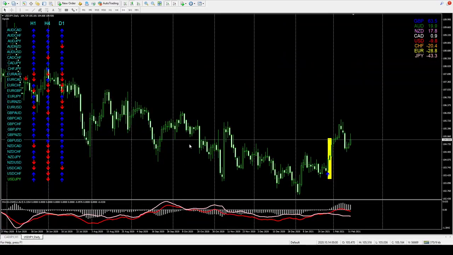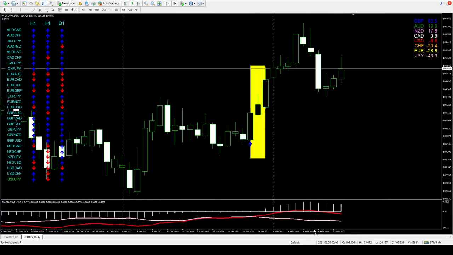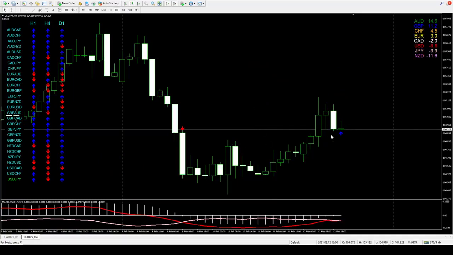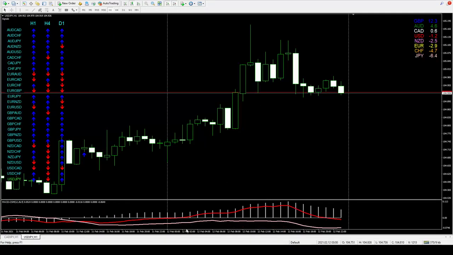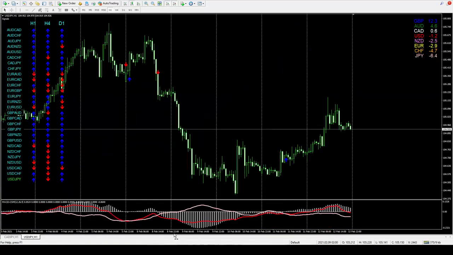Then let's go for USD JPY. USD JPY actually is a buy on D1 since last month. On H4, it only became a buy now. This one is a good example too. As you can see, this is a sell, right? But the last arrow here is a buy. This means once the market opens on Monday, this would be a buy signal already. So this is a signal that's coming from H4.